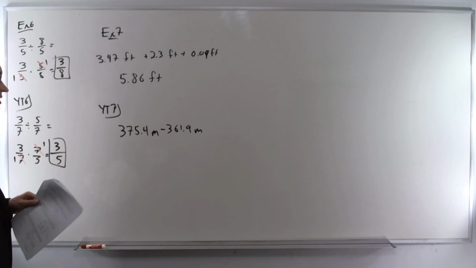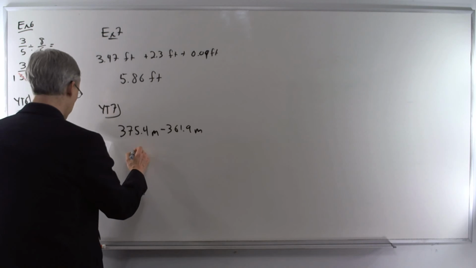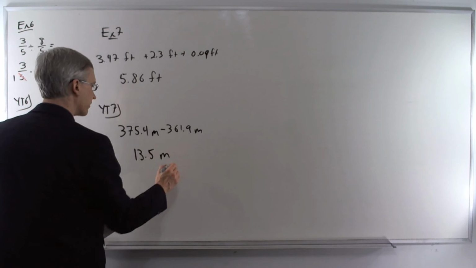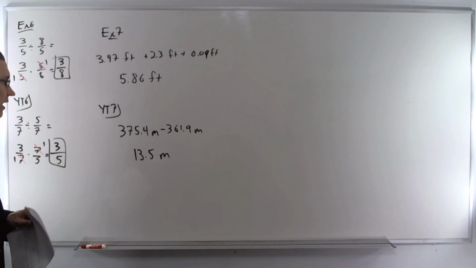Your turn, number 7. 375.4 meters minus 369.1 meters. Subtracting the numbers, we get 13.5, and the units stay the same, 13.5 meters.